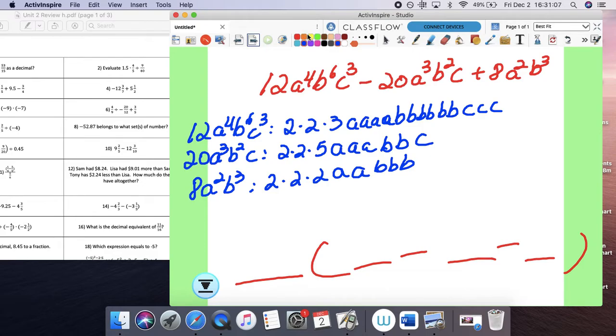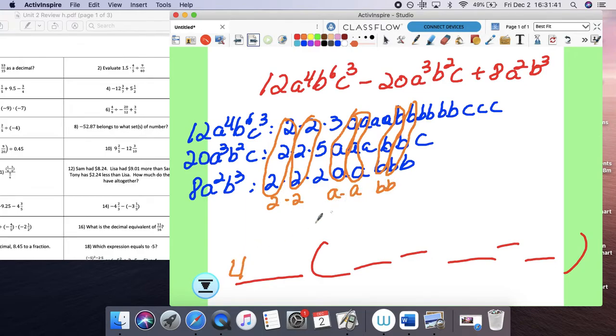Yikes! All right, so do they have any 2's in common? Yes, look, they have 1, 2, so it's 2 times 2. Do they have any a's in common? Yes, they have two a's, and they have two b's. C's, no, they don't have. So the greatest common factor is 2 times 2, which is 4, a times a, which is a squared, and b times b, which is b squared.